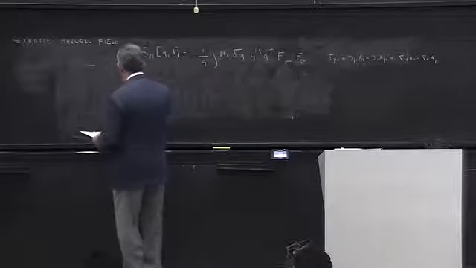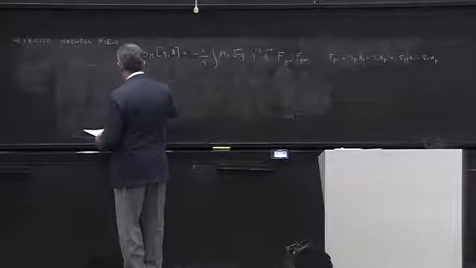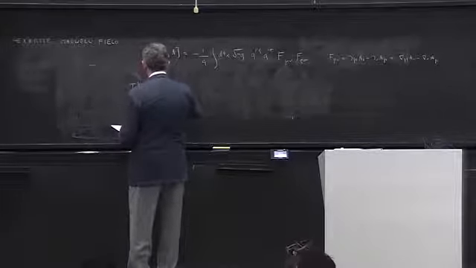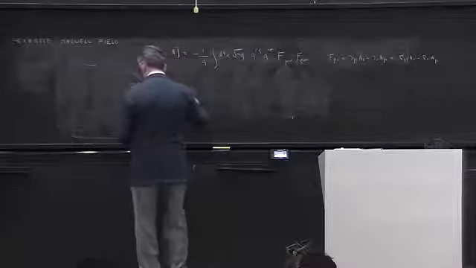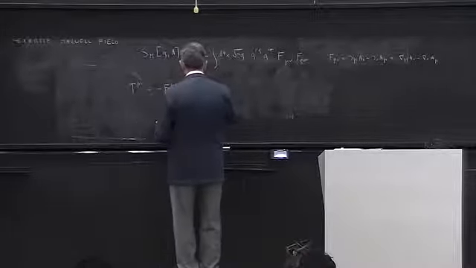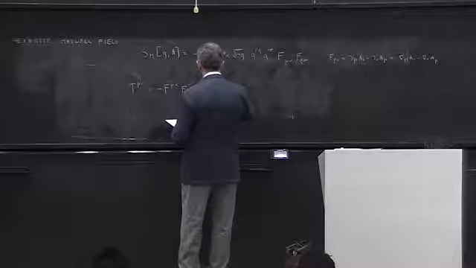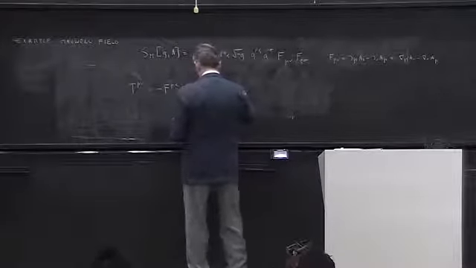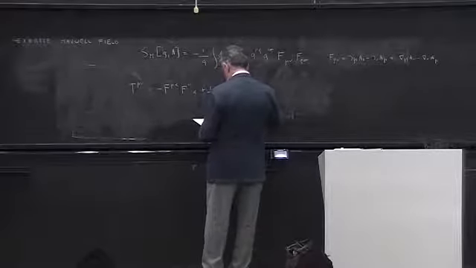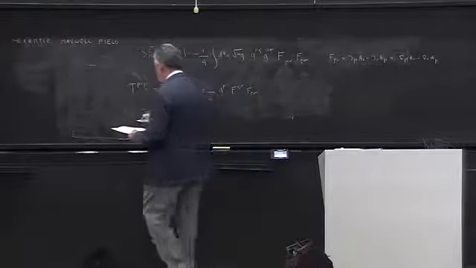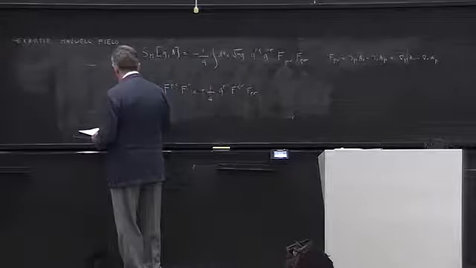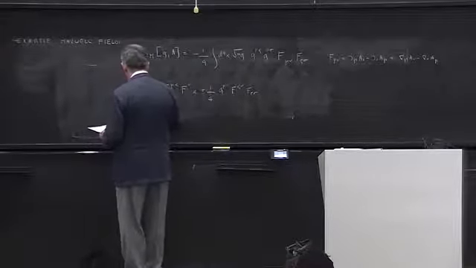So you do the same business. I won't bother to go through it. The T mu nu is minus F mu alpha F nu alpha plus 1/4 g mu nu F rho sigma F rho sigma. And the field equation, where I do need the covariant derivative, is this.